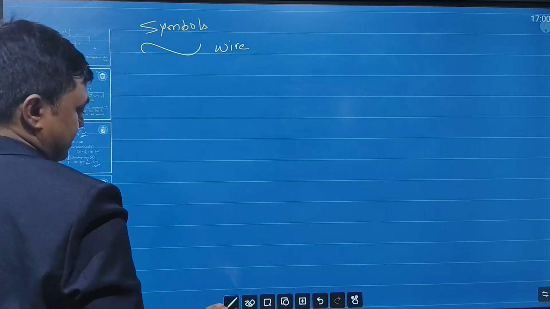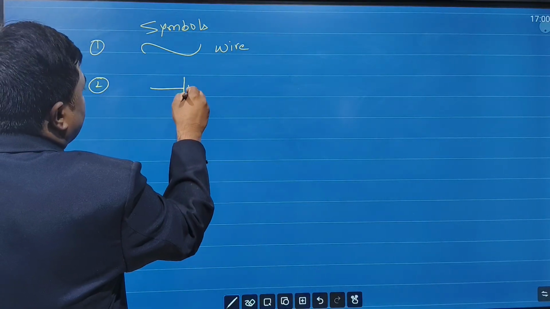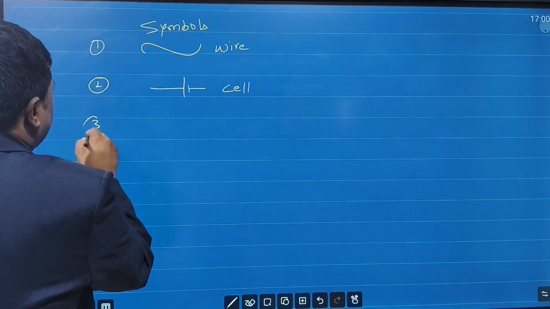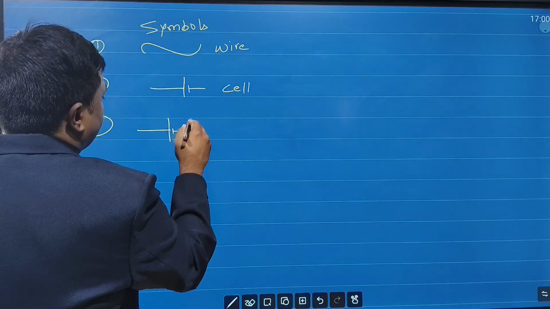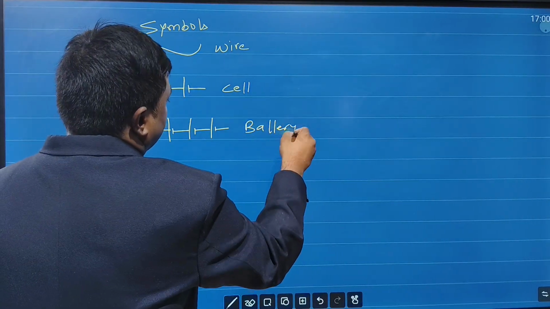Okay, electrical symbols you should know. Second one, this is the symbol of a cell, an electric cell. If two or more cells are connected, it is called a battery. And this is a battery.